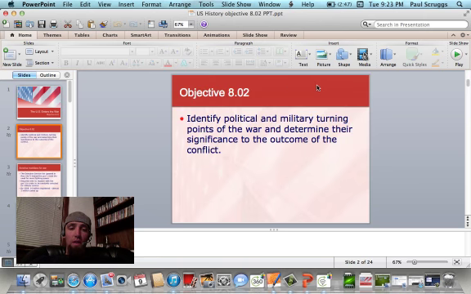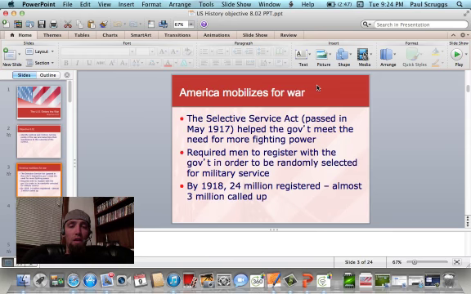So if you look at the objective here, identify political and military turning points of the war, well, obviously the American war machine coming into the war is going to be a huge difference maker for the Allies. But when America mobilized for war, and remember when we talked about yesterday's lecture, you talk about days of mobilization, like M1 would be the first day. M2 would be the second day.